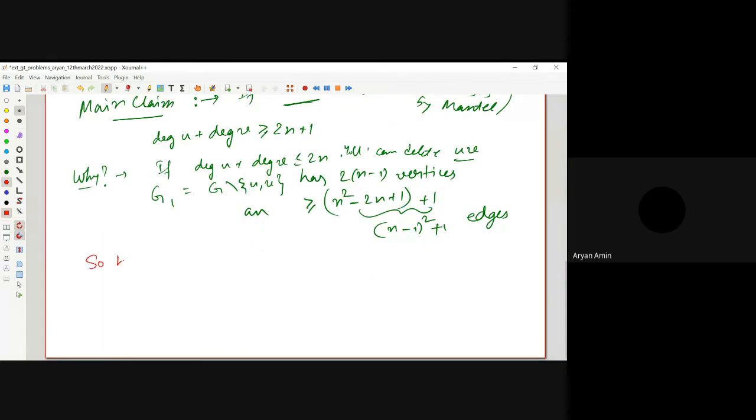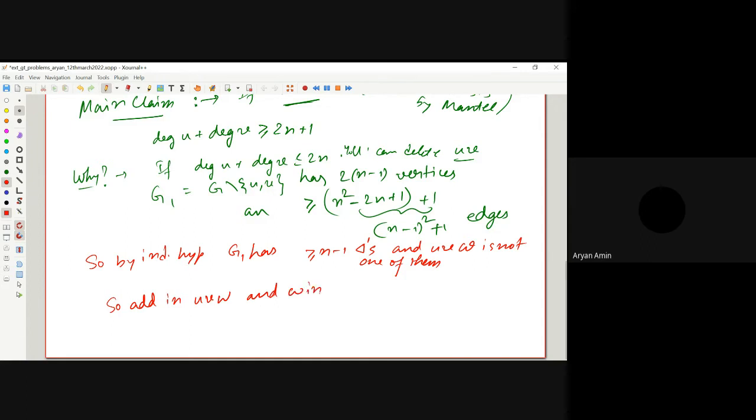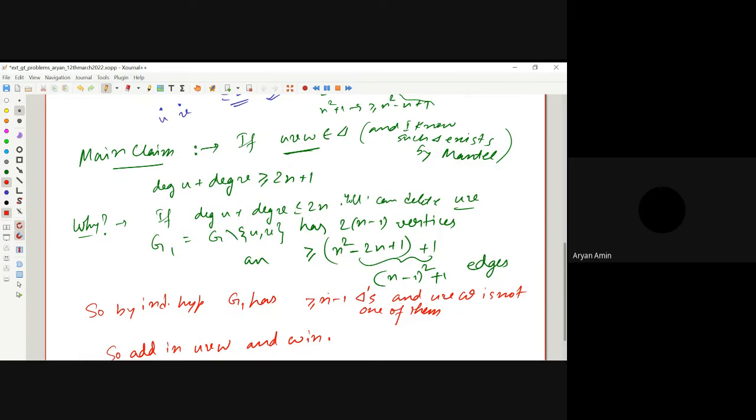So by induction hypothesis, G1 has n minus 1 triangles, right? And UVW is not one of them because G1 does not have UV. So add in UVW and win. So this was the main claim for the problem. If UVW forms a triangle, or an edge UV is part of a triangle, then this degree condition must hold. This is the main claim basically.